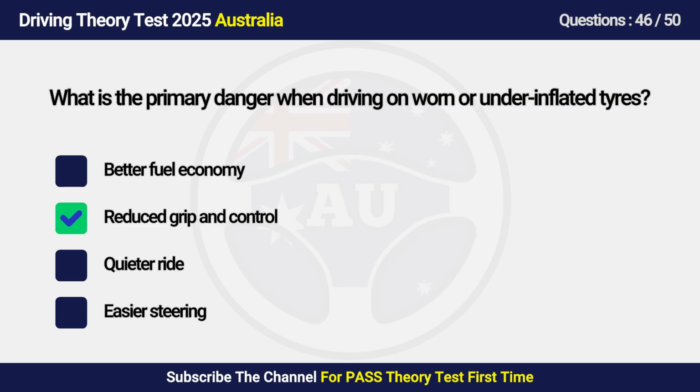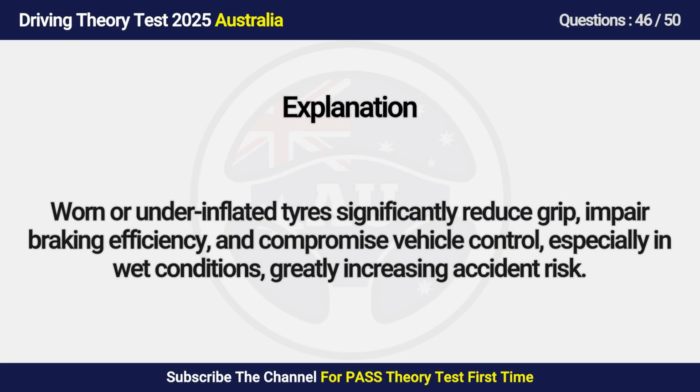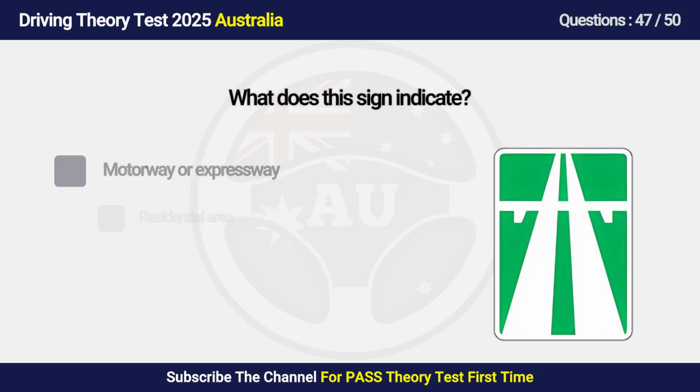Answer is B. Reduced grip and control. Worn tires significantly reduce grip, impair braking efficiency, and compromise vehicle control, especially in wet conditions, greatly increasing accident risk.